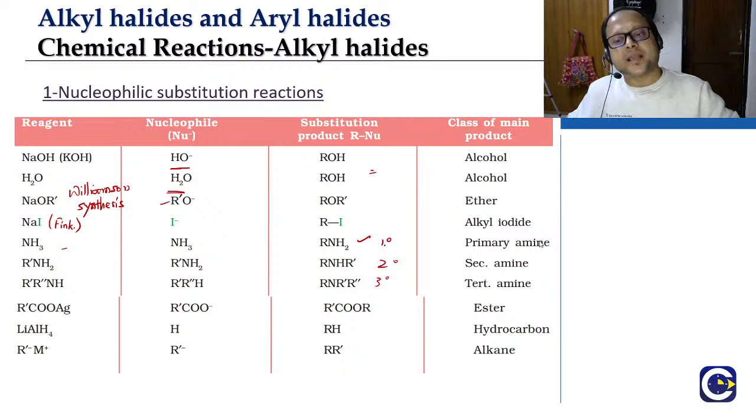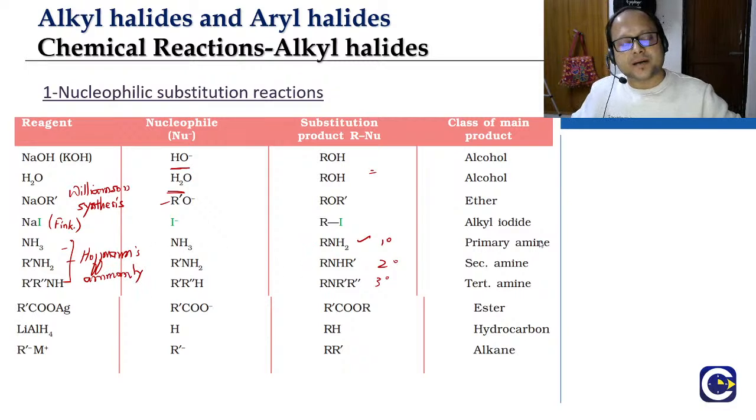So primary amine, then secondary amine, then tertiary amine. These are your Hofmann ammonolysis reactions. Hofmann's ammonolysis reactions. You will study about them in preparation of amines. Amines are being prepared here, primary, secondary and tertiary. Ammonolysis is what you get.